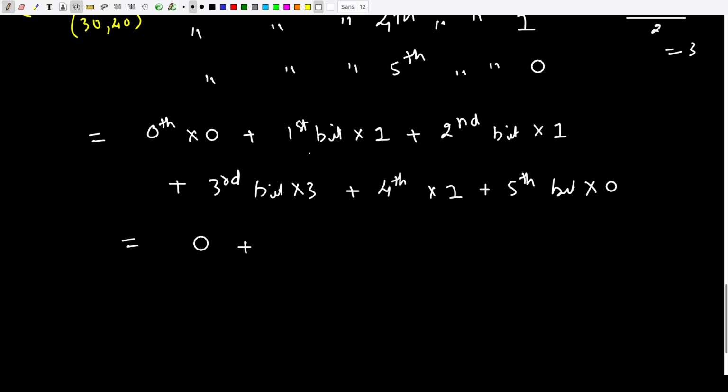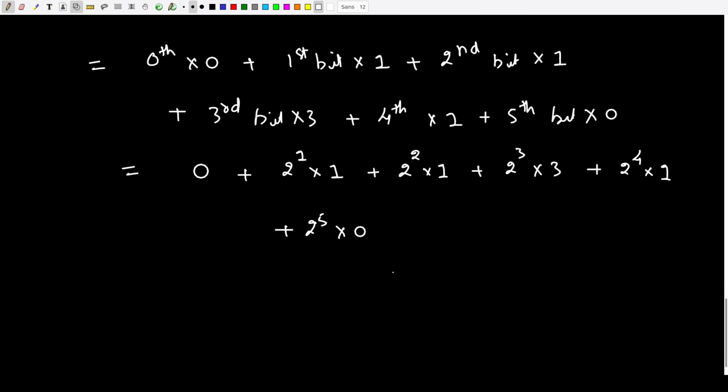So the first bit is essentially 2 to the power 1 into 1. The second bit is essentially 2 to the power 2 into 1. Plus the third bit is 2 to the power 3 into 3. The fourth bit is 2 to the power 4 into 1. And the fifth bit is 2 to the power 5 into 0.